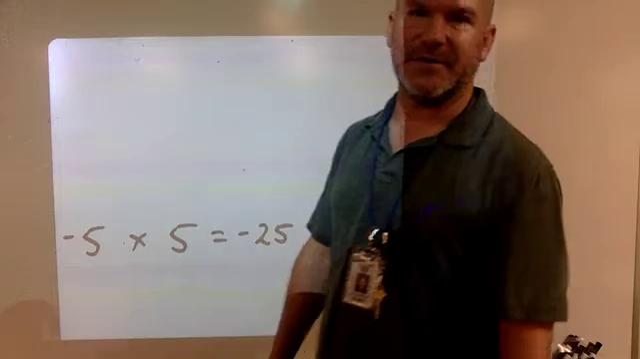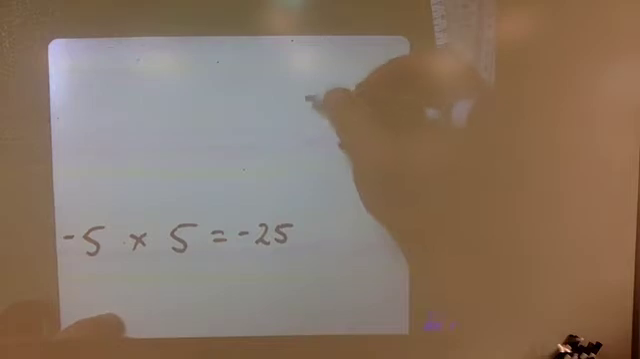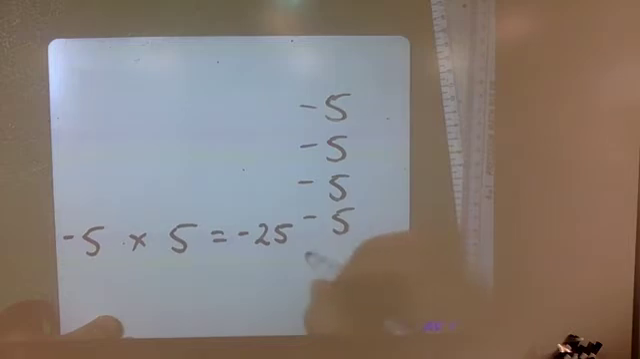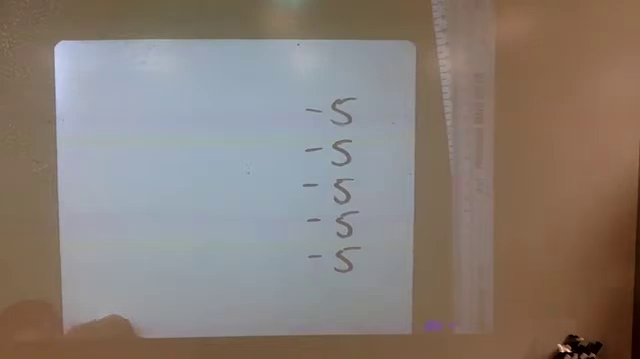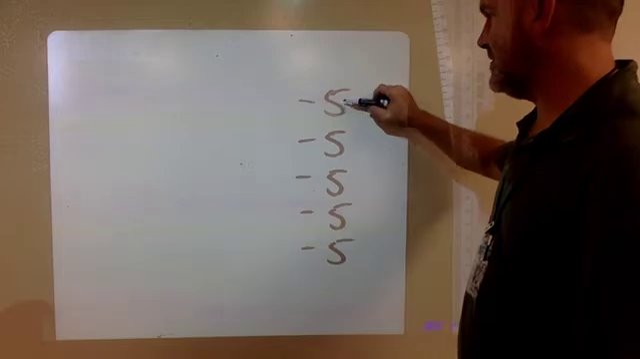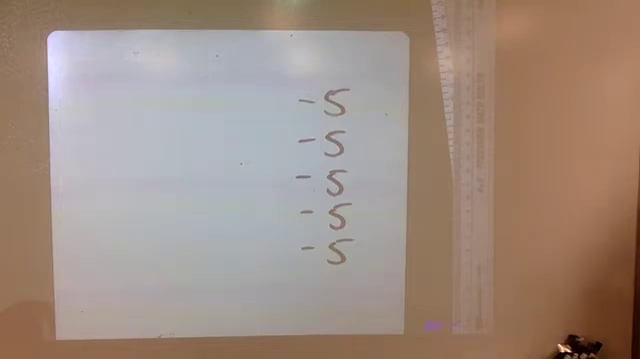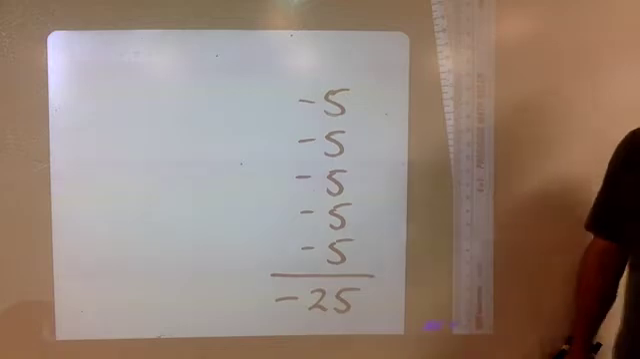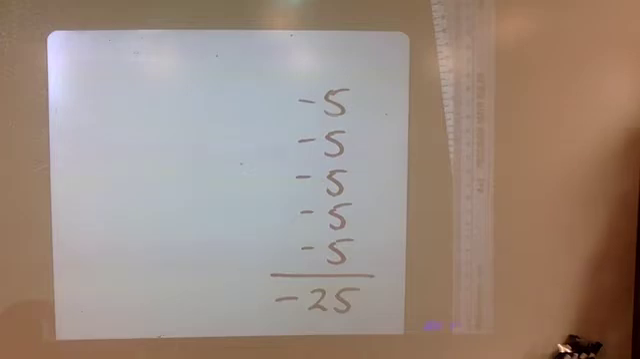Multiplication is a shortcut for addition. So essentially what negative 5 times 5 is, you're adding negative 5 together 5 times in a row. All right, this is like saying you owed $5 on Monday, you owed $5 on Tuesday, Wednesday, Thursday, and Friday. How much do you owe at the end of the week? You owe $25. So instead of adding negative 5 times in a row, you just multiply negative 5 times 5.